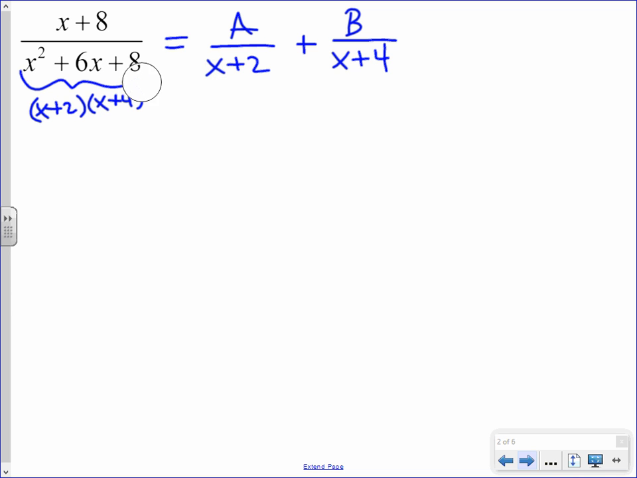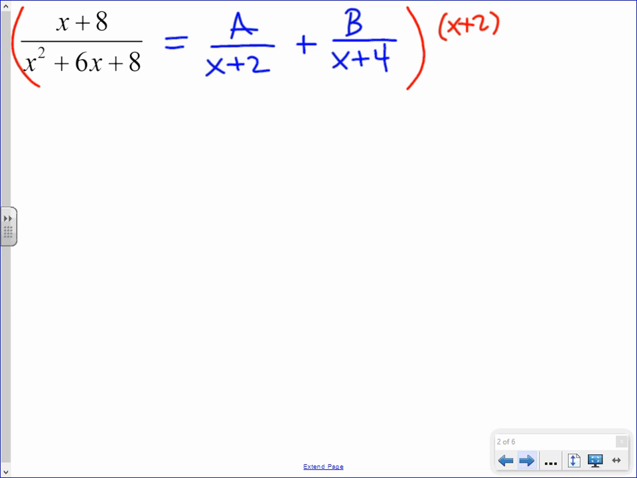You're going to take the entire equation and multiply it by your common denominator. The LCD is going to be whatever this denominator is right here. So, x plus 2 times x plus 4. And do you want us to write it like that, or do you want us to write it like the x represents? I would suggest writing it like this.